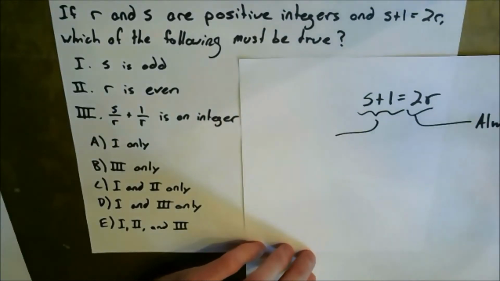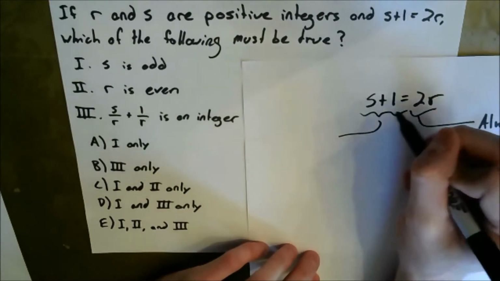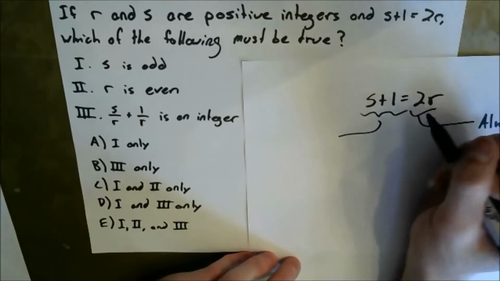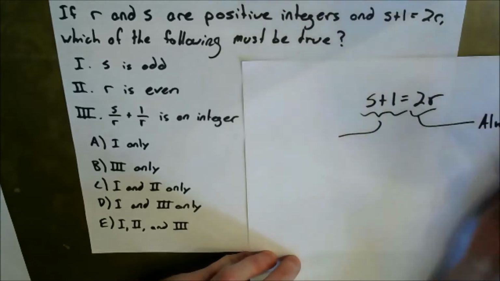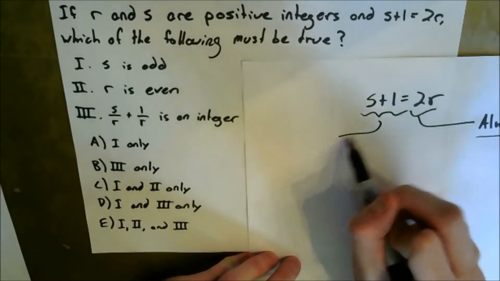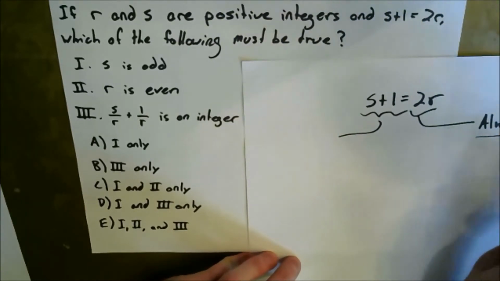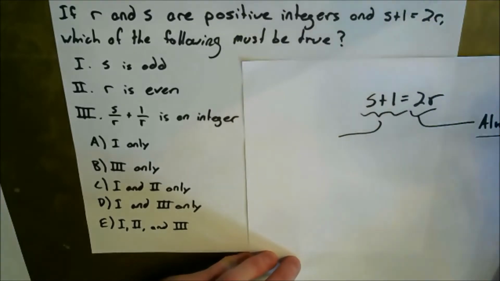Let's check out this side, s plus 1. It's always going to be the opposite of what s is, even or odd, because adding 1 changes between even and odd. So if s is odd, it'll be even. If s is even, it'll be odd. So since this side is always even, and this one is going to be the opposite of s, we need s to be odd. Therefore, plus 1, it'll be even. So we see 1 is true right off the bat.